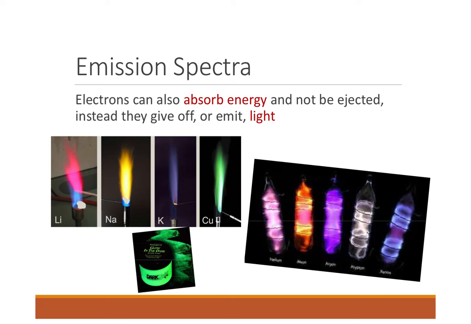Electrons can absorb energy and not be moved, but in turn they give off light. It can be visible light, as we see down here in these various illustrations, or it could also be invisible light. So things glow in the dark because they have absorbed energy from the visible light, and then you turn off the lights, and that light is returned to you as the electrons give it off.